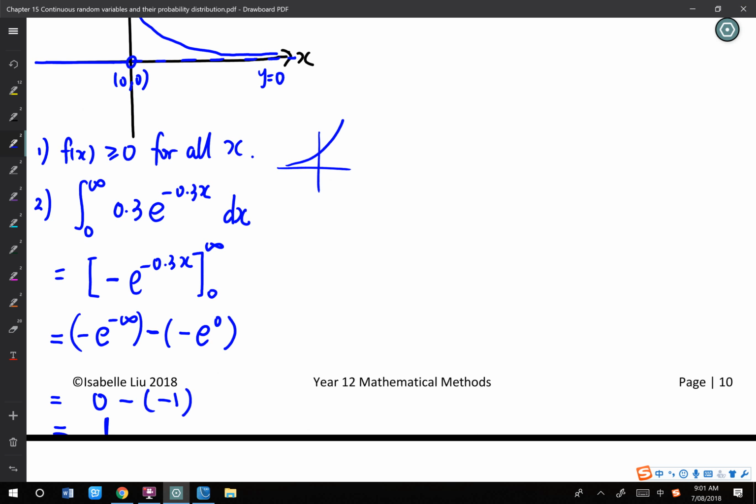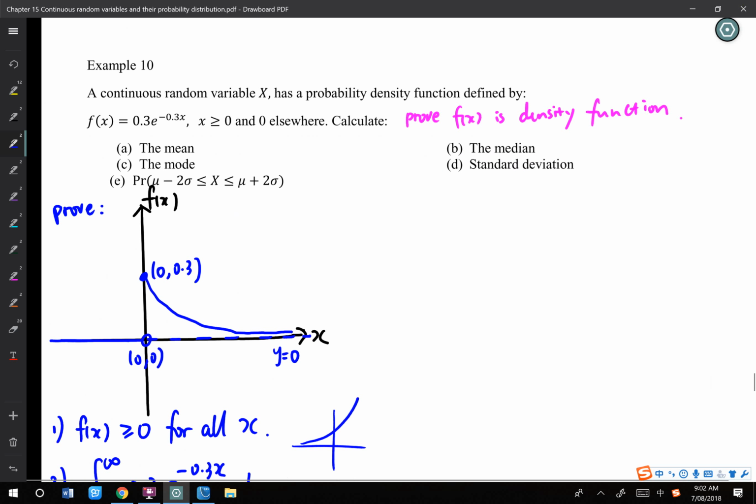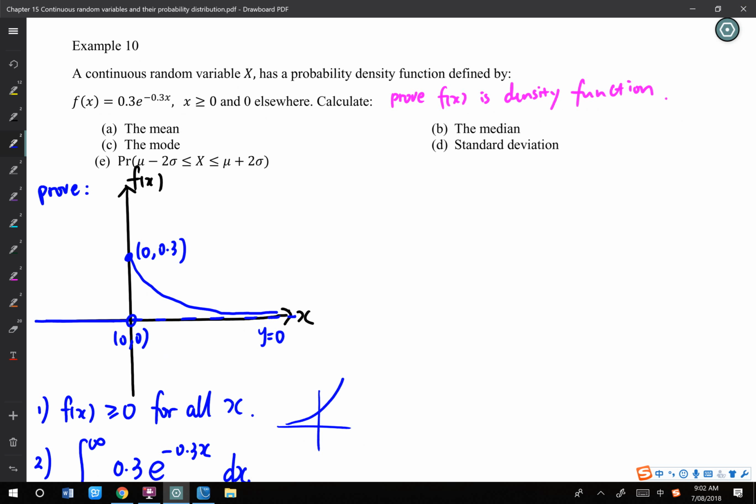Okay, then I have shown that it is a probability density function because it's all above or equal to the x-axis. And second, I have shown that the area under the curve is just 1. So all good for that one. Okay, next one, calculate the mean.